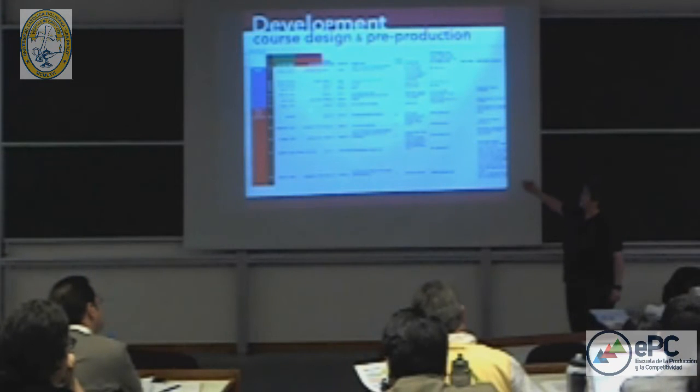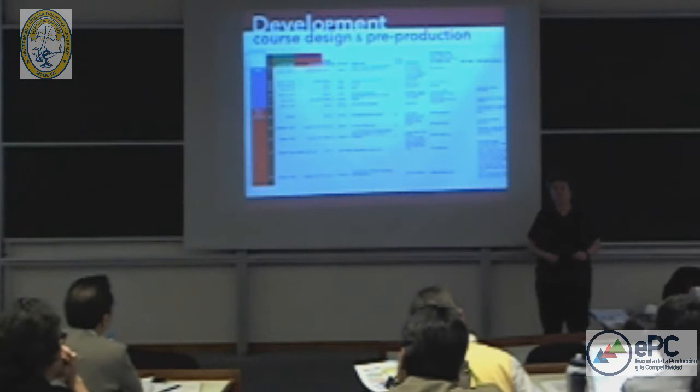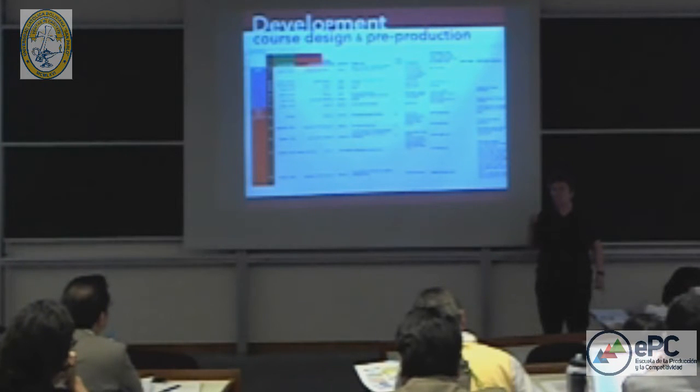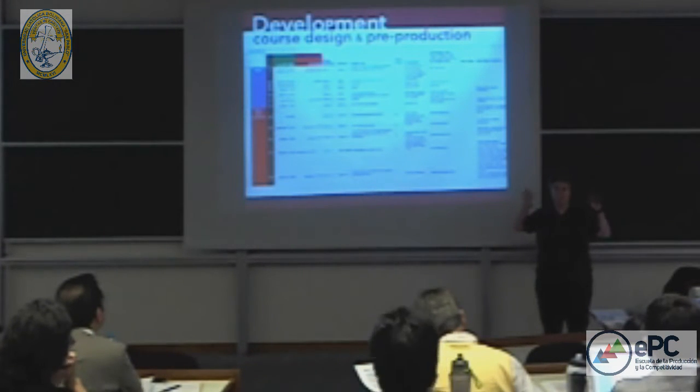I show you this. At any given time, we have 40 courses in development. Right now, I think we have about 60. And we have to be organized. This is just an example, a screenshot of part of what we're working on.